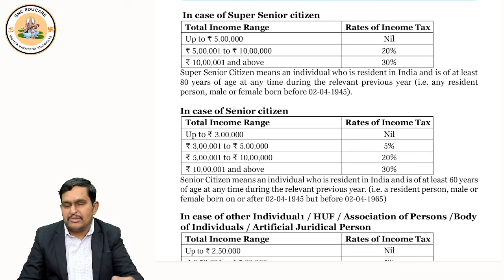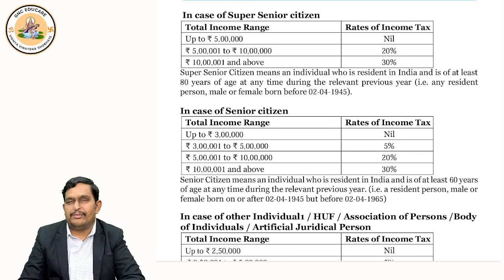So I'm talking about a resident senior citizen between 60 to 80 years. Then only these rates will apply. Up to 3 lakhs, nil. 3 lakhs to 5 lakhs, 5%. 5 lakhs to 10 lakhs, 20%. Above 10 lakhs, 30% is the rate. Now, if his 60th birthday falls in the previous year 2024-25 or on 1st April 2025, the first day of the assessment year, then he can get the benefit of these tax rates.